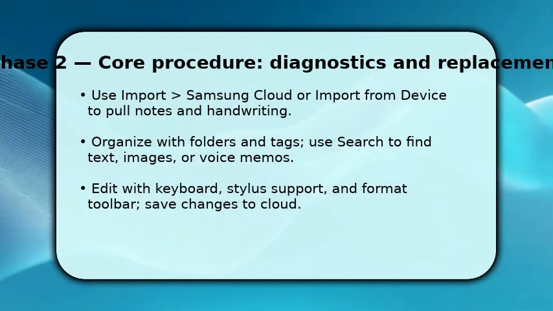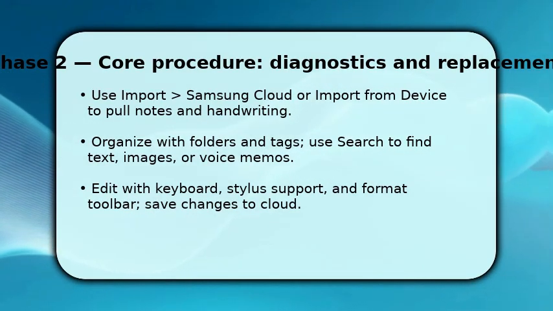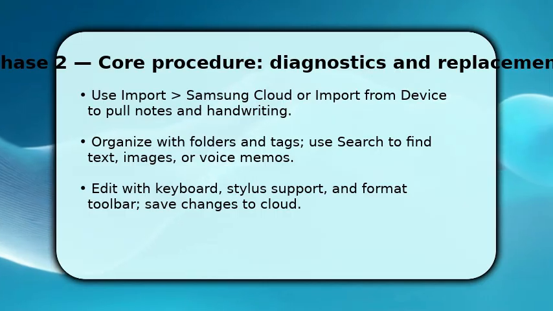Once sync is active, import existing notes by choosing Import and selecting Samsung Cloud or device storage. This retrieves handwriting, images, and voice memos. Make sure to organize with folders and use tags for quick retrieval. Use search to locate text, images, or audio by keywords.